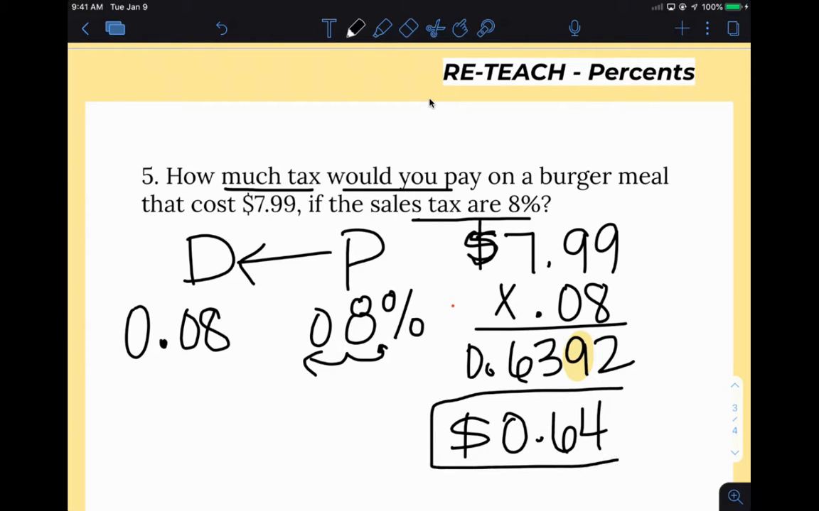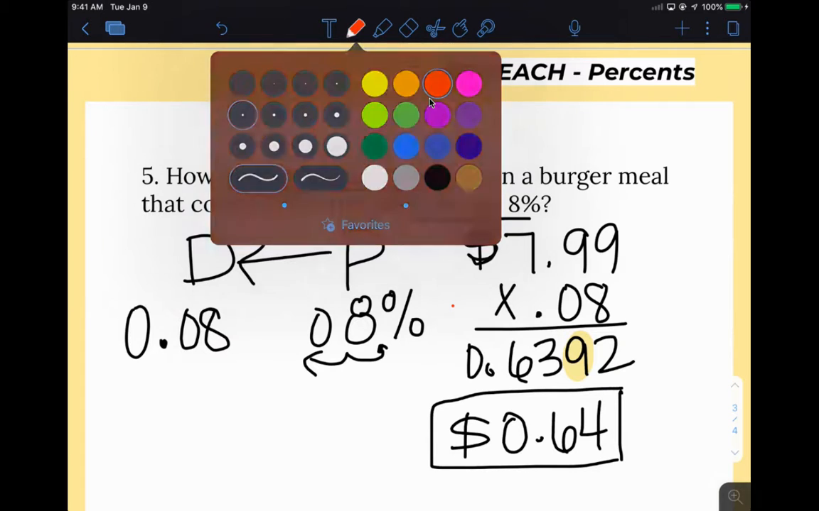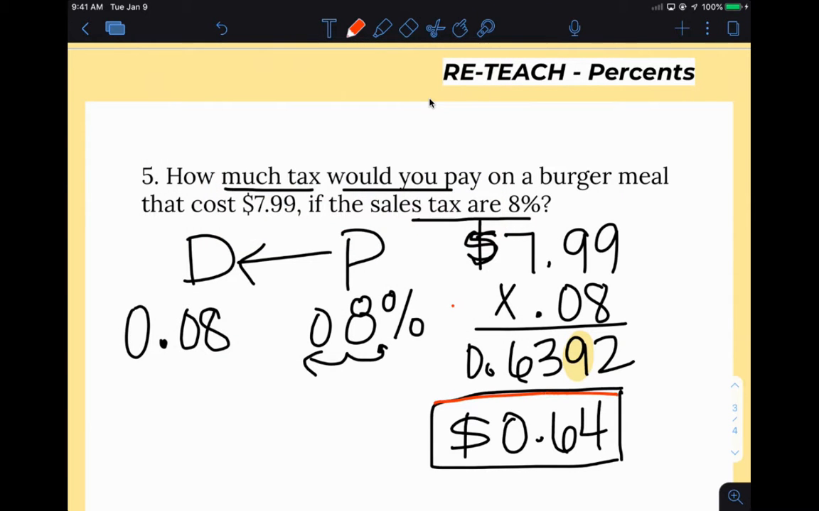They want you to find out how much you would pay in sales tax, right? And if they had asked how much you would pay after tax, then we would have to add these 64 cents to the 7.99 cost of the burger meal. But like I said, you always go back and read the question, right? And see if you need to add, subtract, or multiply. So this was the reteach section of percents.